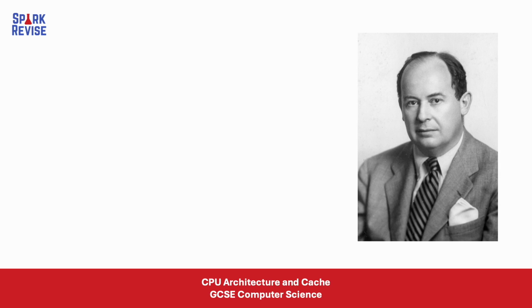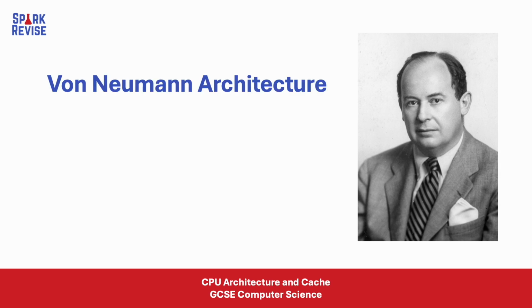So, the von Neumann architecture. This is a picture of John von Neumann. He was a computer scientist and he created this architecture, which was a very revolutionary development in computing. And you don't need to know too much about the history of the von Neumann architecture for the qualifications. So, what are the principles of the von Neumann architecture?